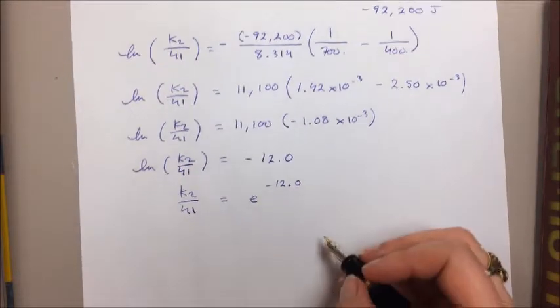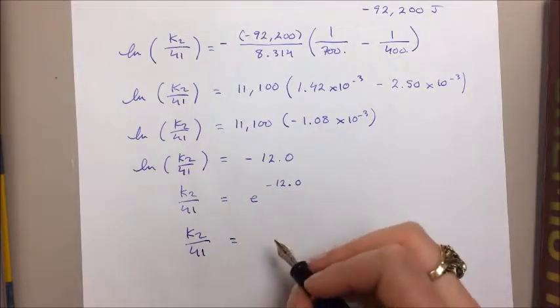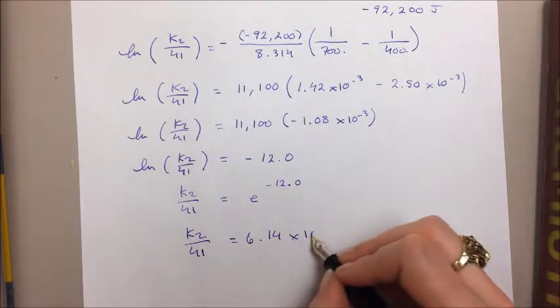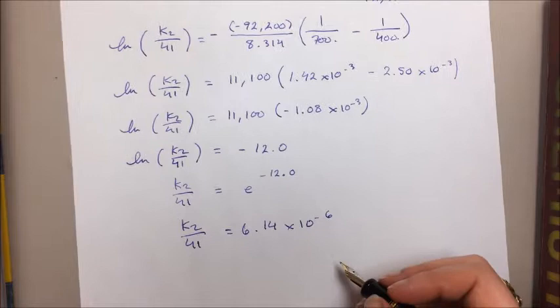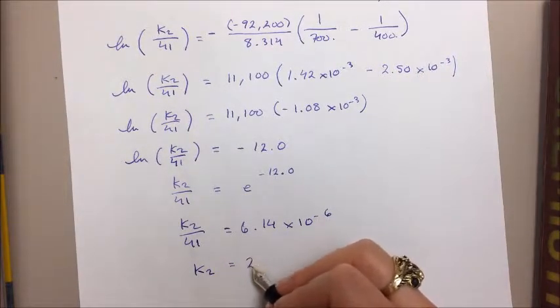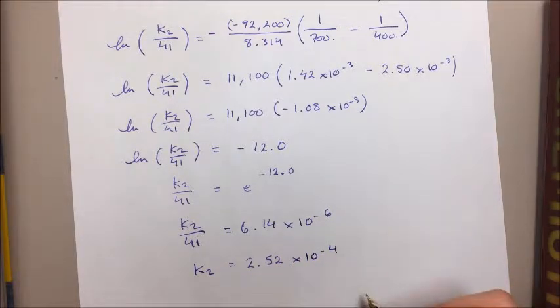If you crunch that, K2 over 41 equals 6.14 times 10 to the minus 6th. Now we multiply both sides by 41 to get our final answer. K2 equals 2.52 times 10 to the minus 4th.